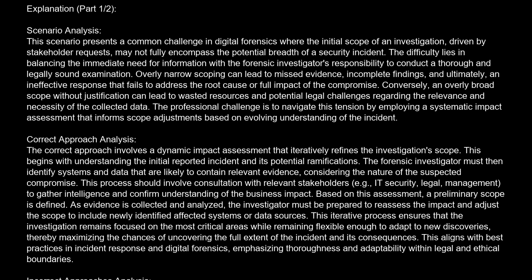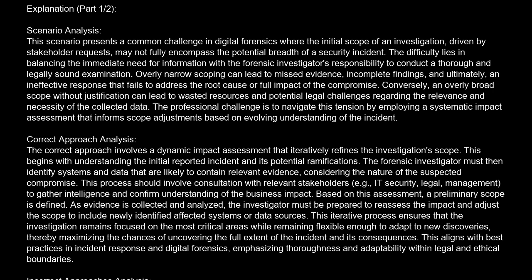Correct approach analysis. The correct approach involves a dynamic impact assessment that iteratively refines the investigation scope. This begins with understanding the initial reported incident and its potential ramifications. The forensic investigator must then identify systems and data that are likely to contain relevant evidence, considering the nature of the suspected compromise. This process should involve consultation with relevant stakeholders, e.g., IT security, legal, management, to gather intelligence and confirm understanding of the business impact. Based on this assessment, a preliminary scope is defined.